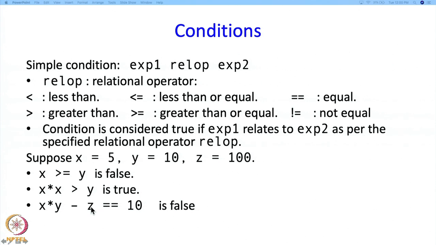Which is 100. X times y is 50 minus z minus 100, the whole thing is minus 50, and minus 50 is not equal to 10, and therefore this entire condition is false. Okay? So, what I have told you over here is what conditions are and what it means to evaluate them. Now I have told you everything that you need to know in order to understand the if statement.